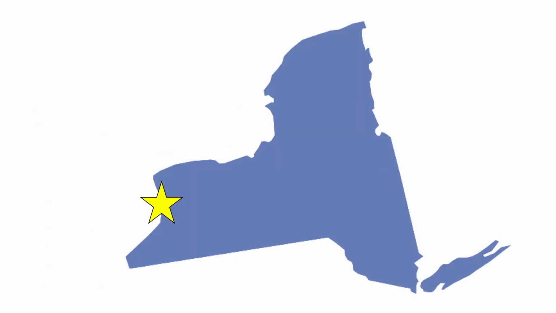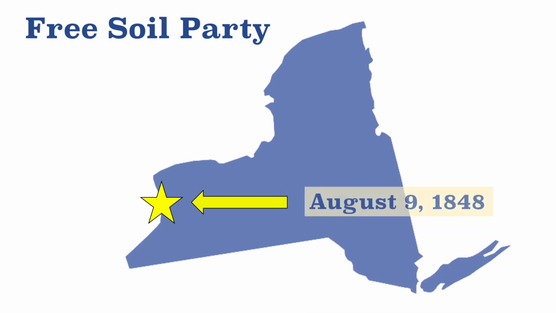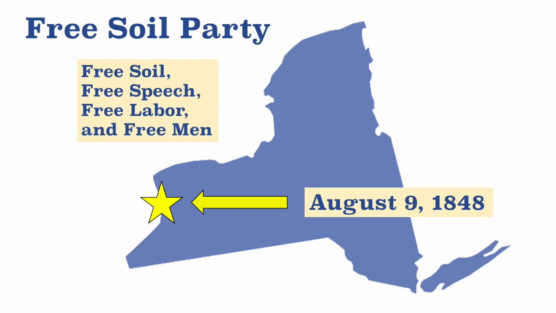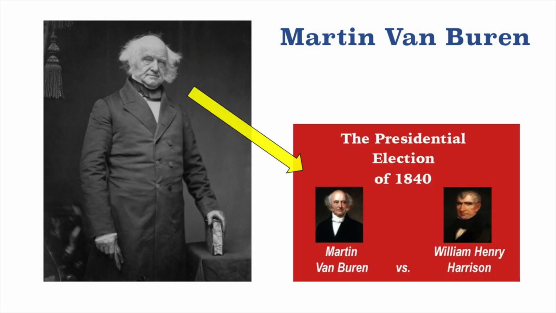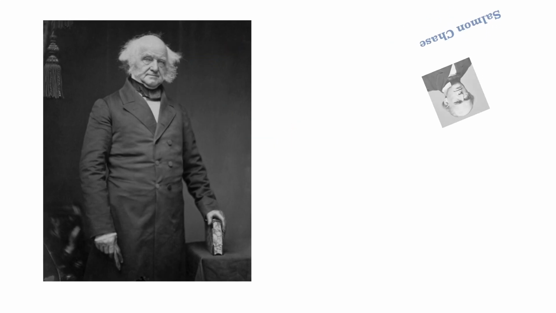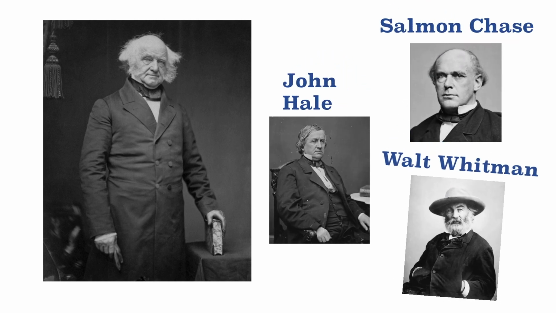Why not? So together, they formed the Free Soil Party, holding their first convention on August 9th, 1848 in Buffalo, New York. Their slogan? Free soil, free speech, free labor, and free men. Hey, wait a second. What about women? Anyway, they nominated Martin Van Buren for president, the New York native and former president who had lost his re-election bid back in 1840. Notable dudes present at the convention included Salmon Chase, John Hale, and even Walt Whitman.